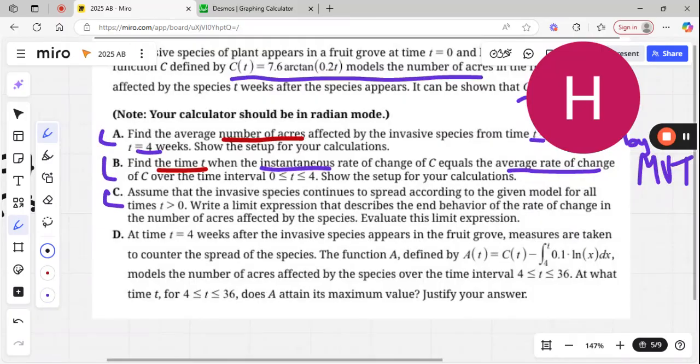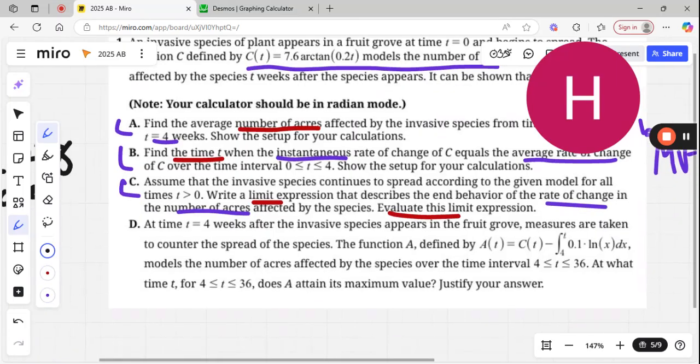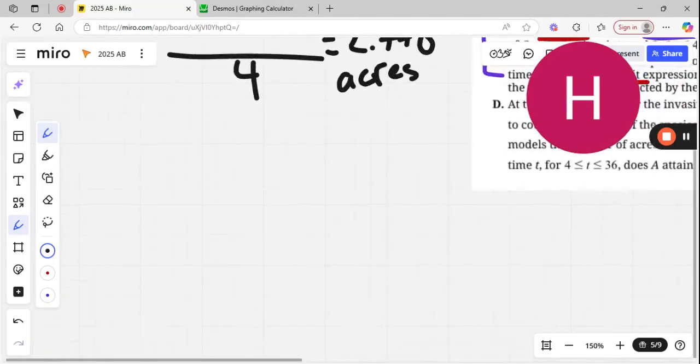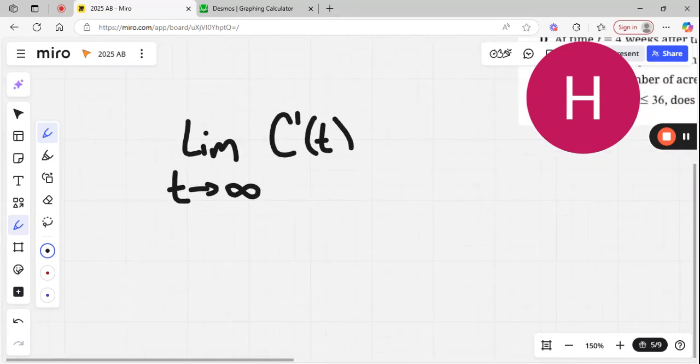Assume that the invasive species continues to spread according to the given model. Write a limit expression. Oh, this should be fairly easy. Write a limit expression that describes the end behavior of the rate of change in the number of acres affected. So the rate of change in numbers of acres, that's C prime. And then it wants us to evaluate this limit, which should be fairly easy. So we want to take a limit as t goes to infinity of not the number of affected acres, but the rate of change of the number of affected acres.